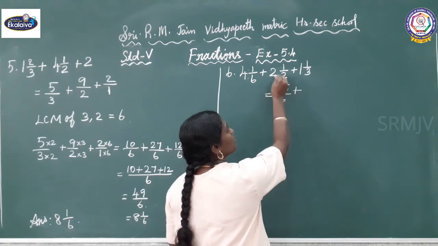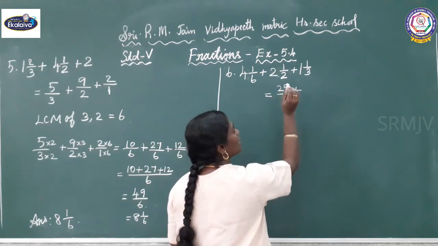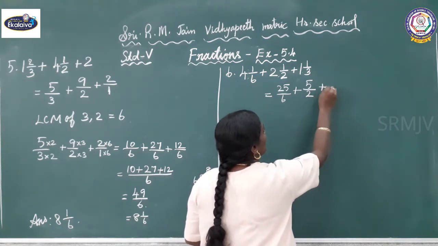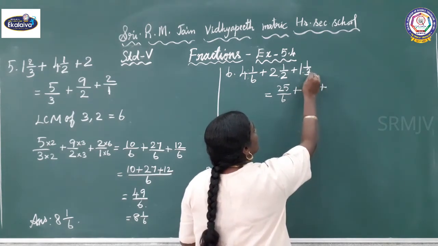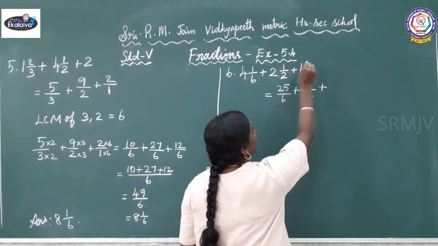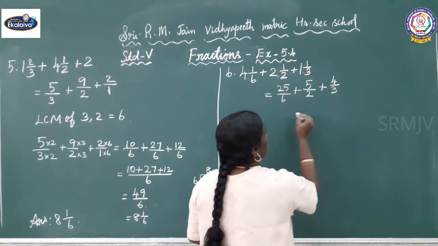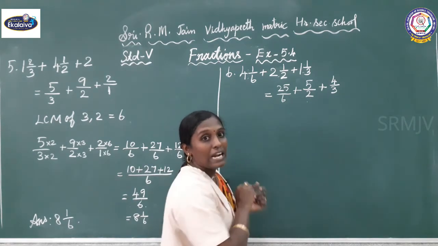Plus, here we have to multiply the denominator and the whole number part. 2 2s are 4. Then we have to add the numerator. 4 plus 1 is 5, 5 by 2. Plus, here we have to multiply 3 into 1, 3. Then we have to add 1. 3 plus 1 is 4. That is 4 by 3. Now these fractions are unlike fractions.